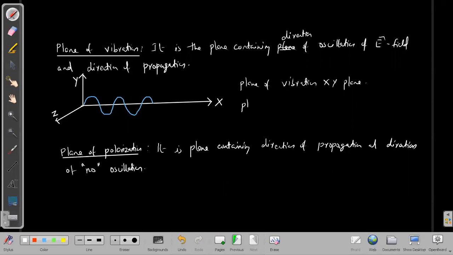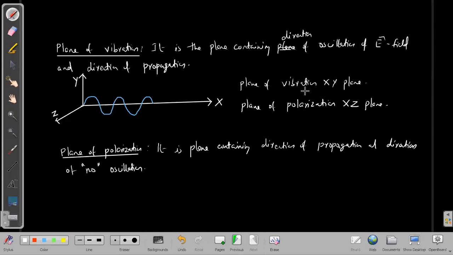So the plane of polarization is xz plane. So some of you may have certain confusion about this terminology. Actually, this terminology is a very old terminology. In modern textbooks and in modern literature, the plane of vibration and plane of polarization are the same. But this is a very old convention.